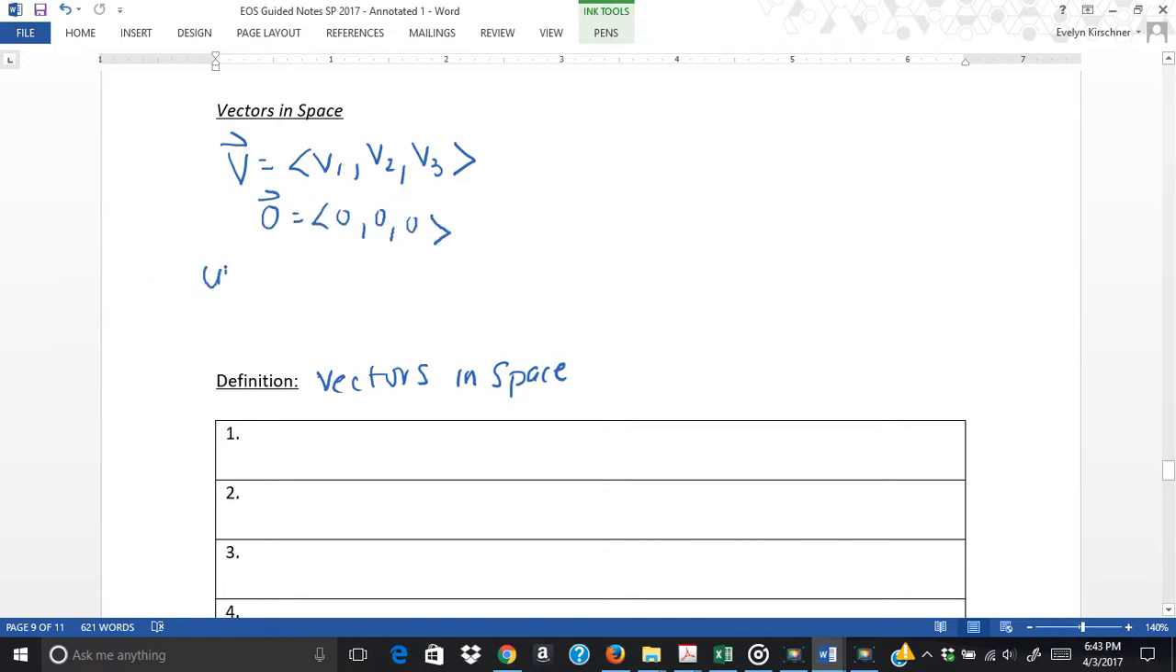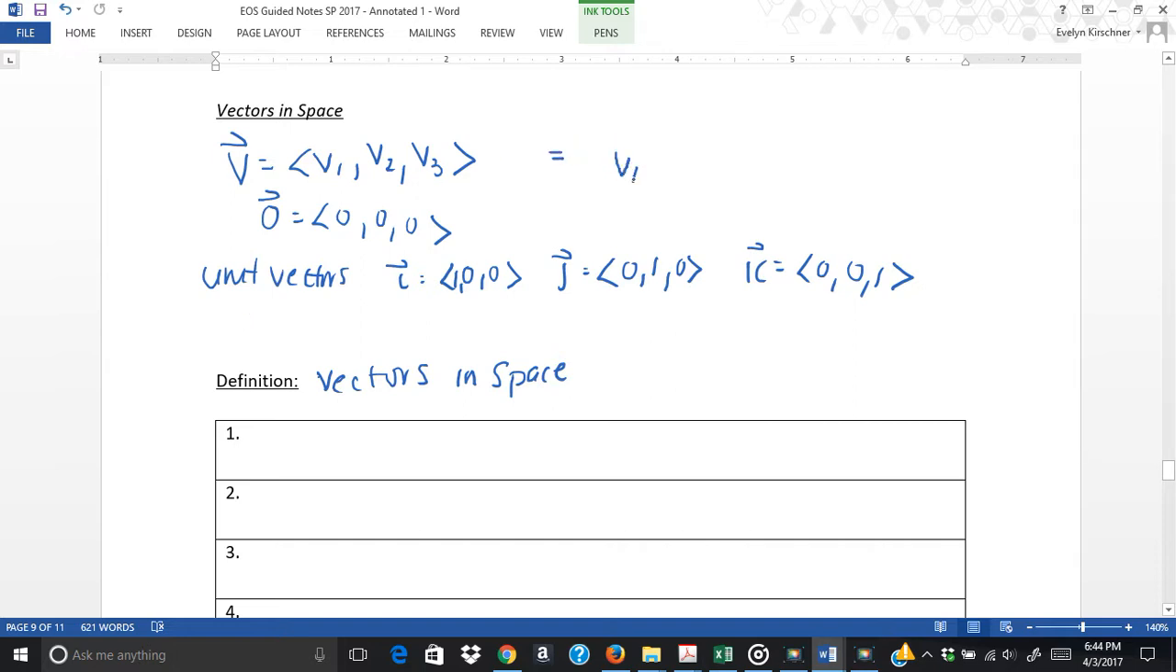I have unit vectors. I is 1, 0, 0. J is 0, 1, 0. And K is 0, 0, 1. So they each have a magnitude of 1 in the direction of x, y, and z, just like in two dimensions we had x and y, just i and j. So I can also write standard unit vector notation. So I could also write v to be v1 i plus v2 j plus v3 k.